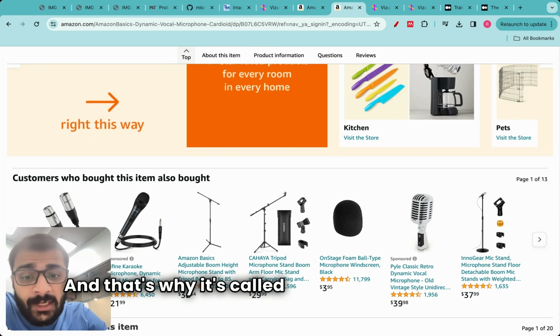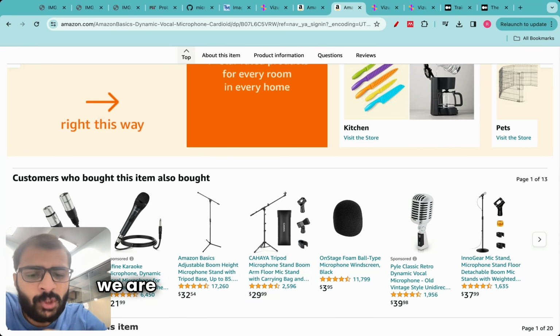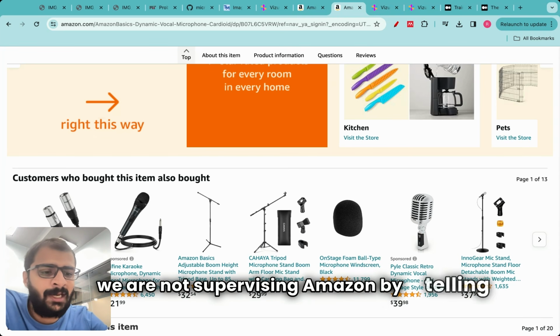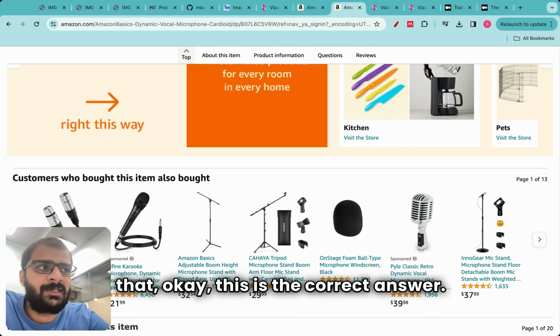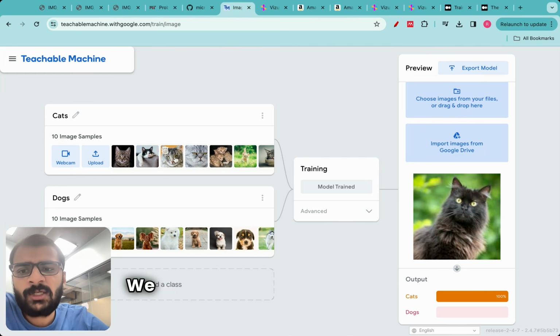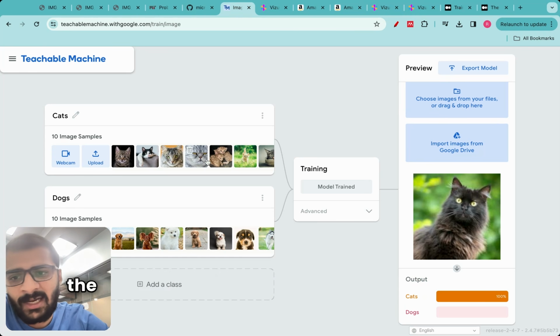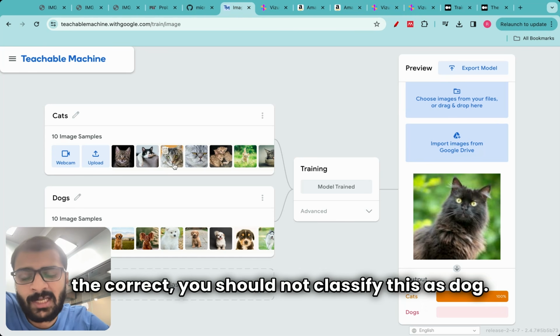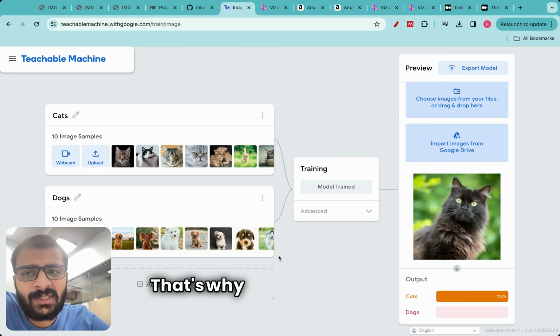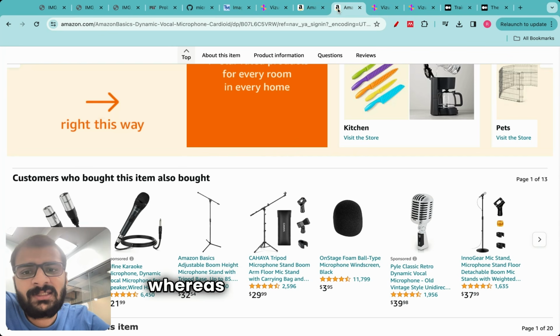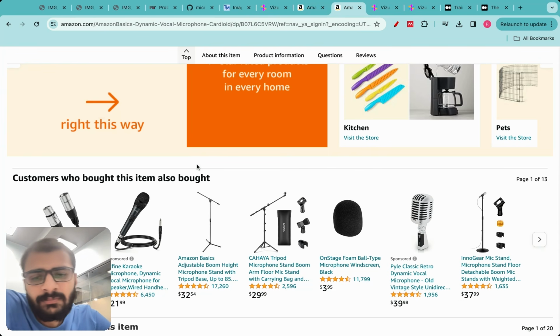And that's why it's called unsupervised, because we are not supervising Amazon by telling it, okay, this is the correct answer, this is the wrong answer. Here we are supervising the ML system. We tell that these are cats, and this is the correct answer, you should not classify this as dog, that will be a wrong answer. That's why this is supervised, whereas this is unsupervised.